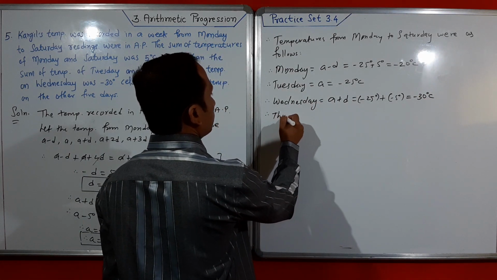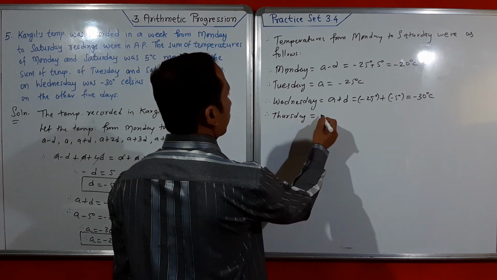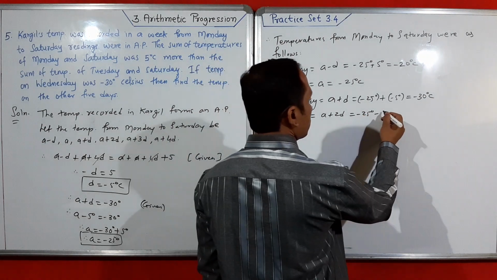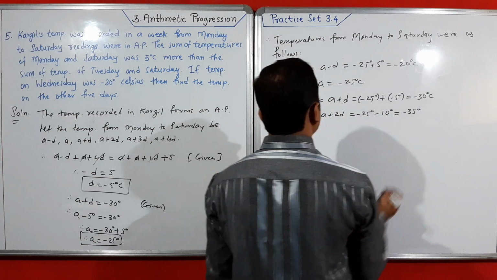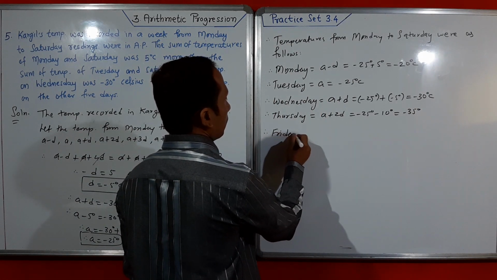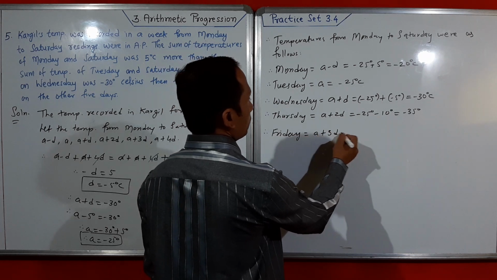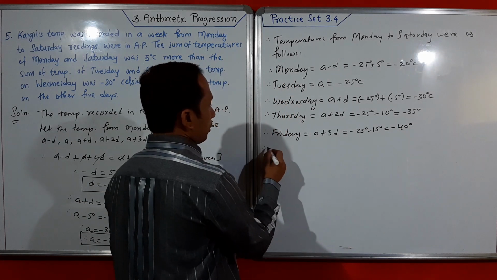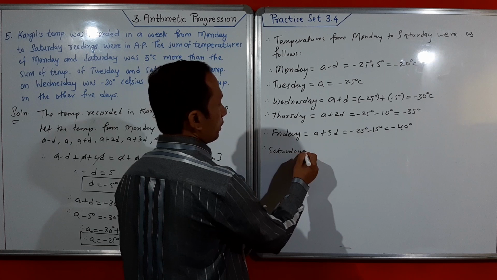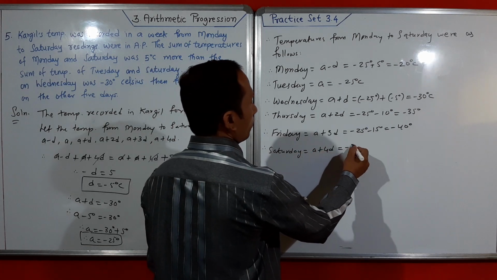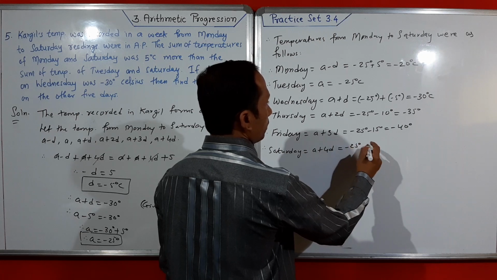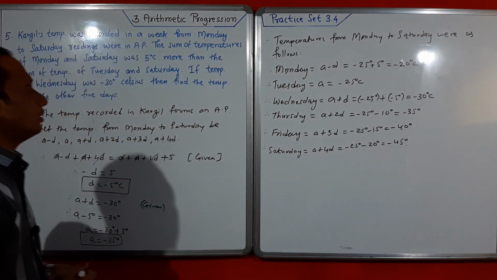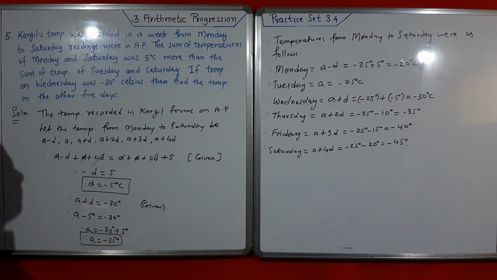Then Thursday. It is a plus 2d, so a is minus 25 and this is minus 10 degrees, so it is minus 35. Then Friday, a plus 3d, so minus 25 minus 15, so it is minus 40. And Saturday, a plus 4d, so minus 25 and minus 20, so it is minus 45 degrees. These are the temperatures for the respective days from Monday to Saturday.